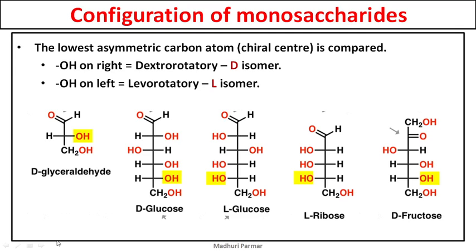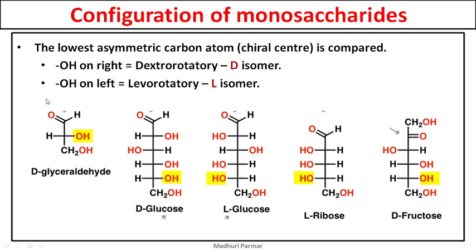How will you find out which type of isomer it is? If you write the last chiral carbon or the last asymmetric carbon, if it has the functional group OH or hydroxyl group on the right hand side, you call them dextrorotatory or D isomer, capital D.